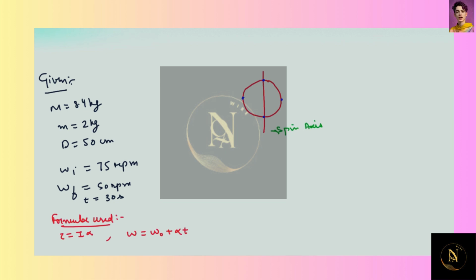Welcome to problem number 10.56. This is chapter 10, Dynamics of Rotational Motion. We are given that there is a sphere and the diameter of this sphere is 50 centimeter. It has mass equal to 8.4 kg and there are four small masses attached to this.